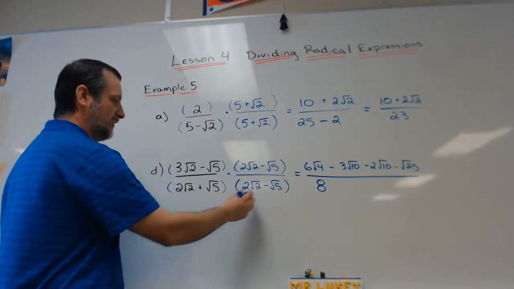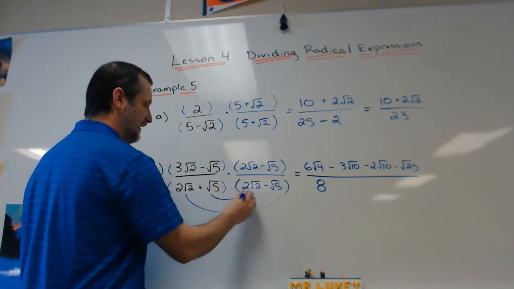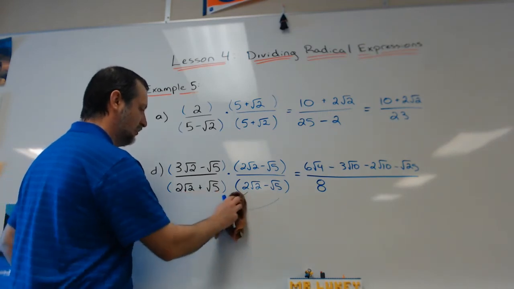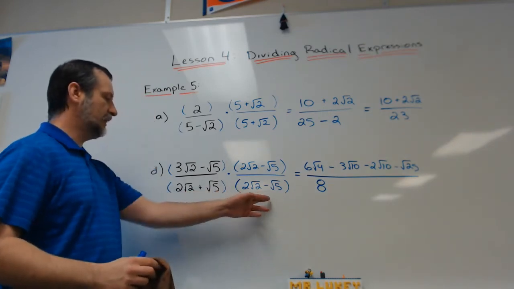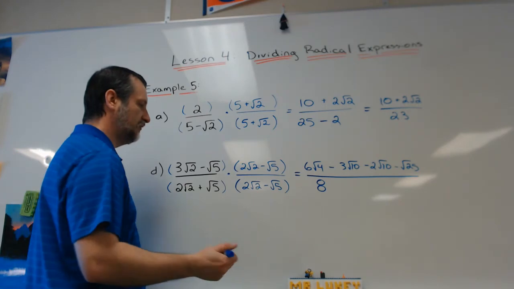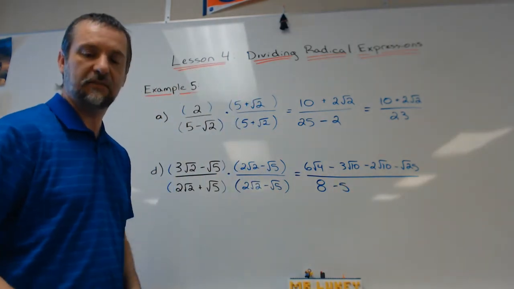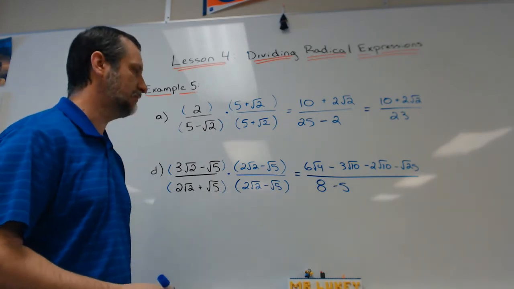I can get rid of, I don't have to worry about doing this and this because they cancel each other out. So I can just jump straight to the lasts. Root 5 times negative root 5 is just going to give me minus 5. So if you can make that leap, take that shortcut, life gets way simpler.